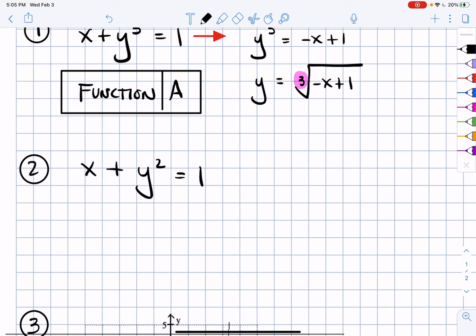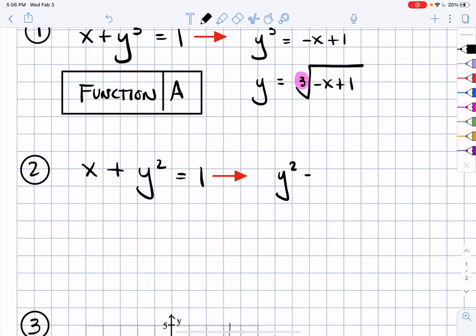And for the second one, same thing. I'm going to want to take this equation and get y by itself. So I got y squared is equal to negative x plus 1.